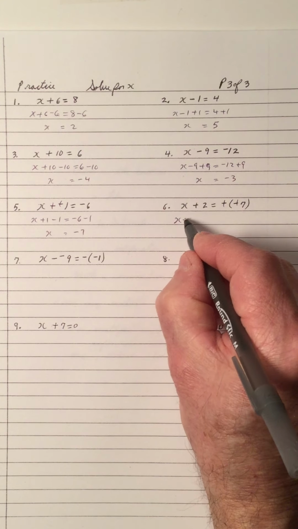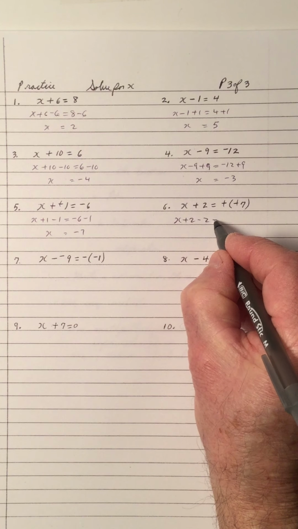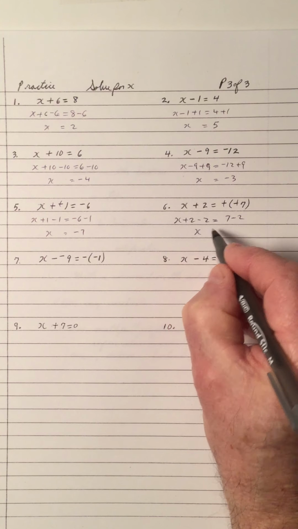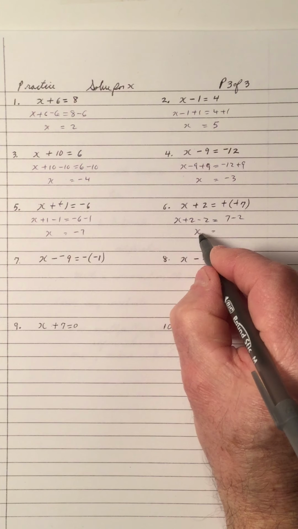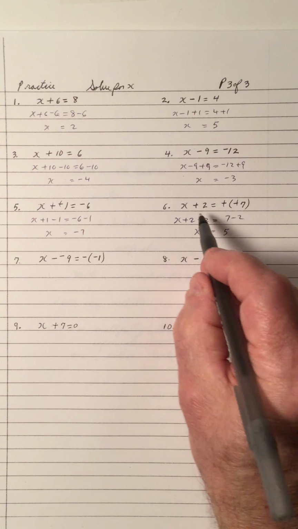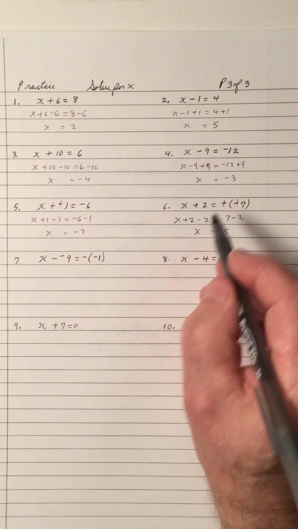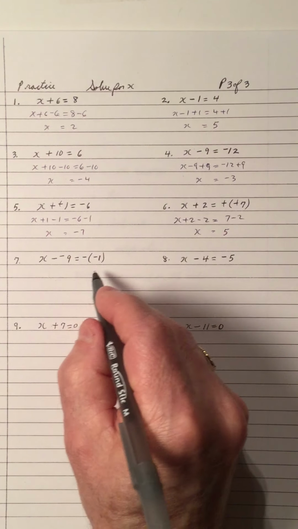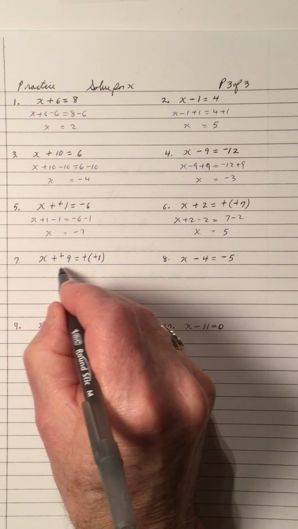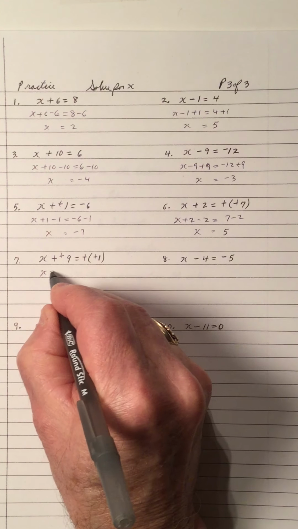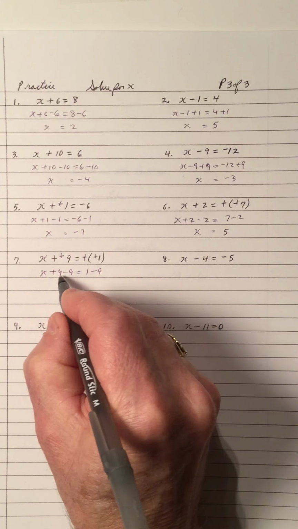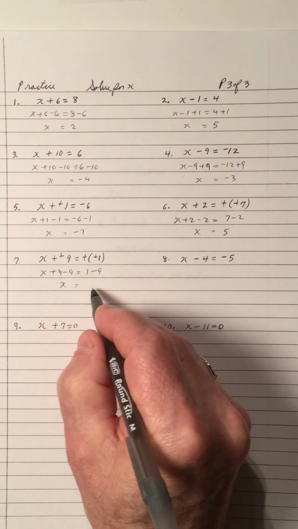We're adding 2, so we subtract 2 from both sides. That gives us a 0. Again, x plus 0 is still x. 7 minus 2 is 5. Check back. Put a 5 back in here. 5 plus 2 is 7. Right. Double negative, positive. So this is a plus 9, so we'll subtract 9 from both sides. And that's a 0, so that's just an x.